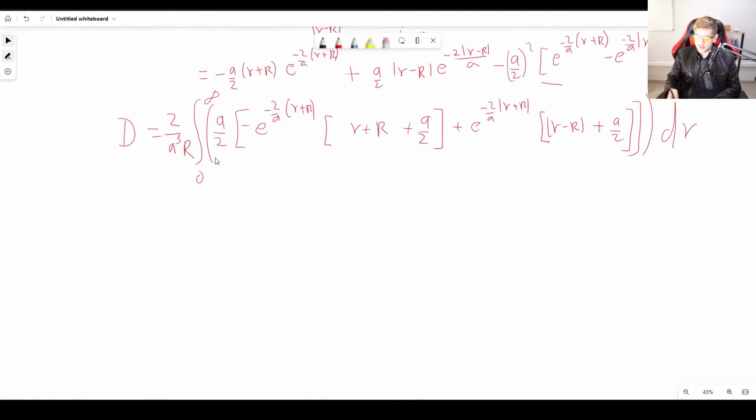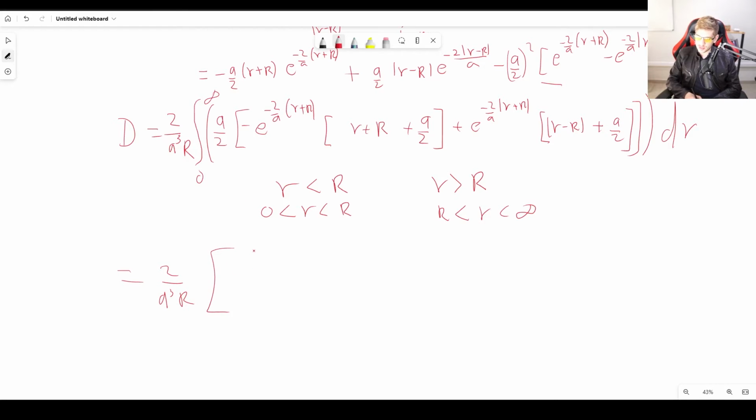Okay, so as before, we need to separate the integrals, right? Because we have the annoying situation of having the absolute value. And the absolute value, as mentioned, depends on whether small r is larger or smaller than big R. So we have two cases: r smaller than big R, r larger than big R, right? And this is between 0 and big R, and this is between big R and infinity. So let's write it out.